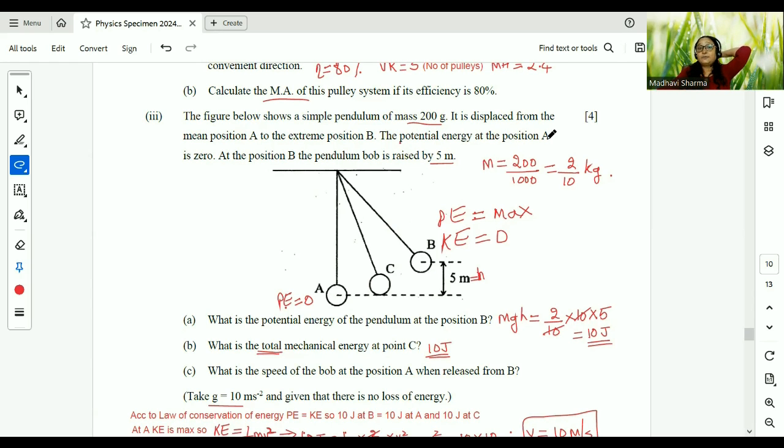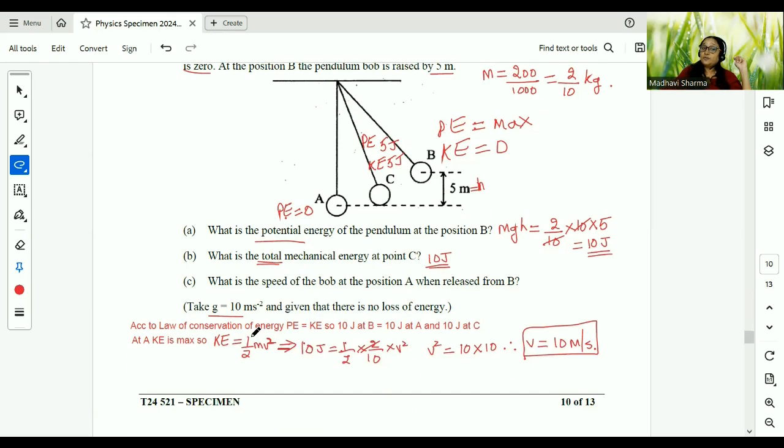The potential energy at position A is 0. At position B, the pendulum bob is raised by 5 meters. So height is 5 meters. Potential energy mgh is 10 joules. Total mechanical energy at point C is of course 10 joules. It does not change. If potential energy comes, then it is half, exactly half, then it will be 5 joules. So here PE is 5 joules. KE is also 5 joules. Total is 10 joules. What is the speed of bob?